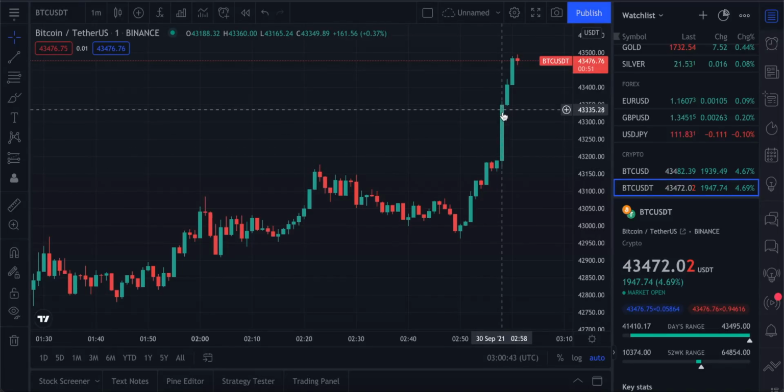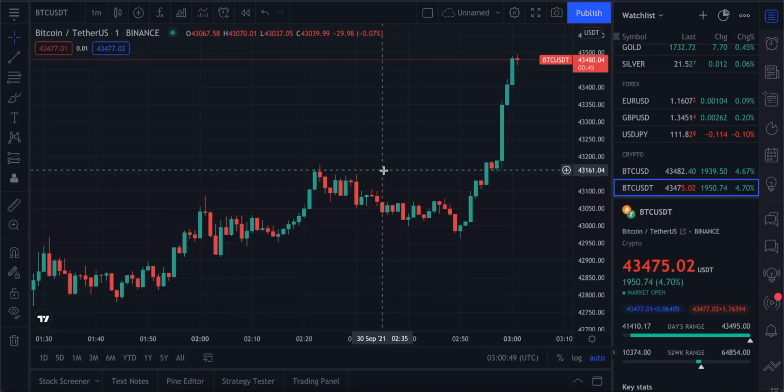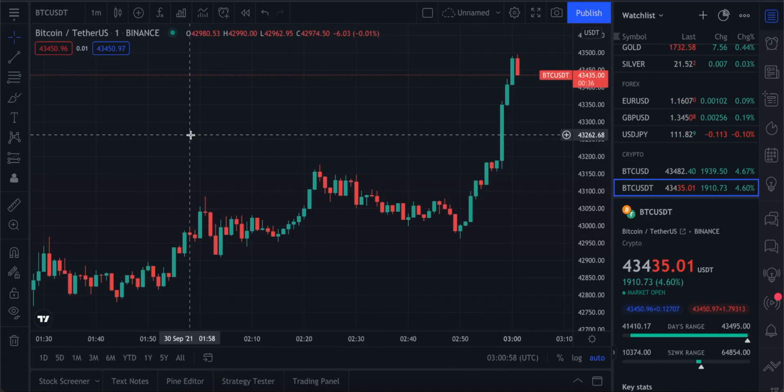So it went above that, and so this is a green candle. The price went up, and the reverse is basically for the red candles. I'm going to go much more into depth into candles in upcoming videos, but I just wanted to give you the basics of what a candle represents.